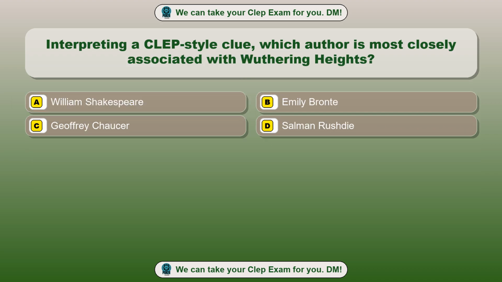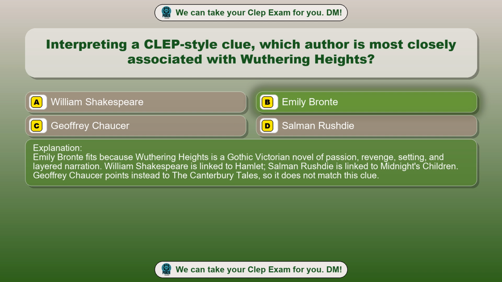Question 16. Interpreting a CLEP-style clue, which author is most closely associated with Wuthering Heights? Option A. William Shakespeare. Option B. Emily Bronte. Option C. Geoffrey Chaucer. Option D. Salman Rushdie. The correct answer is option B. Emily Bronte. Emily Bronte fits because Wuthering Heights is a Gothic Victorian novel of passion, revenge, setting, and layered narration.